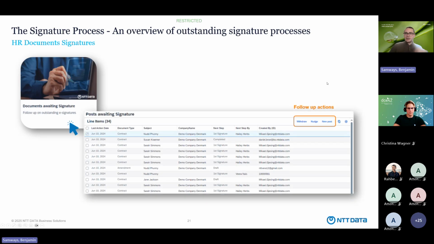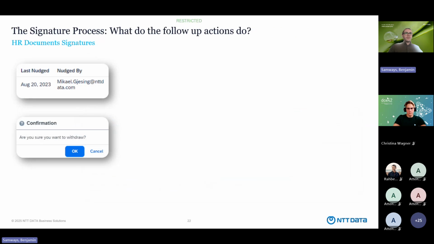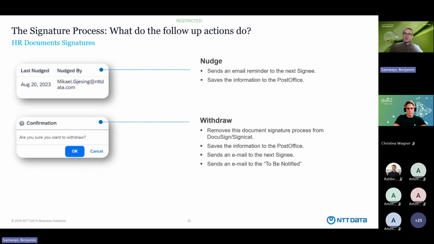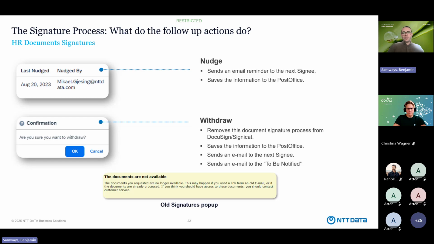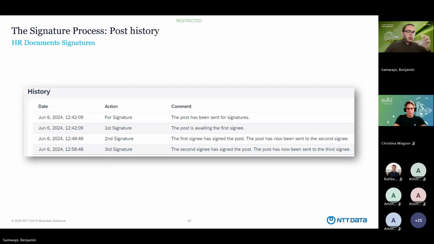So just go through these to make sure I didn't forget anything. Yeah, we can nudge as mentioned, we can of course remove, and if we do withdraw, then a little pop-up replaces the signature link saying, unfortunately, this document is no longer available for signing. We have the post history, which can look something like this.